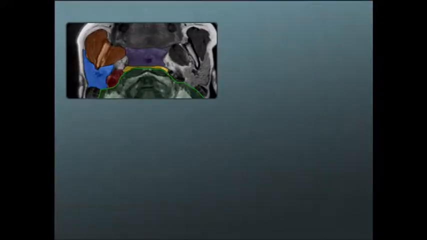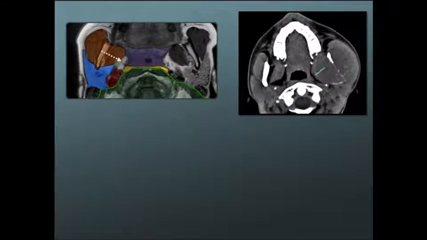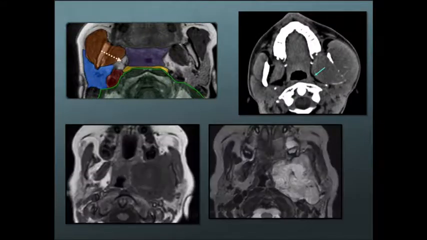Similarly, lesions in the masticator space can easily extend to the peripheral space, but then we will see medial displacement of the peripheral space, as in this case of a spindle cell carcinoma in a 17-year-old, or a rhabdomyosarcoma in a much younger person, again displacing the fat medially.